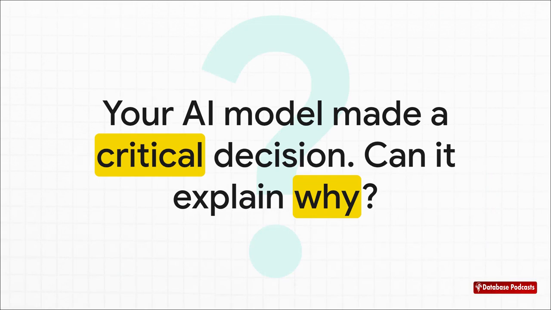So let's just imagine for a second. Your AI model denies a loan, or maybe it flags a transaction as fraud. What's the very first question you're going to ask? It's why, right? If that model can't give you an answer, you're dealing with a black box. And trusting a black box when the stakes are high, that's a massive risk.